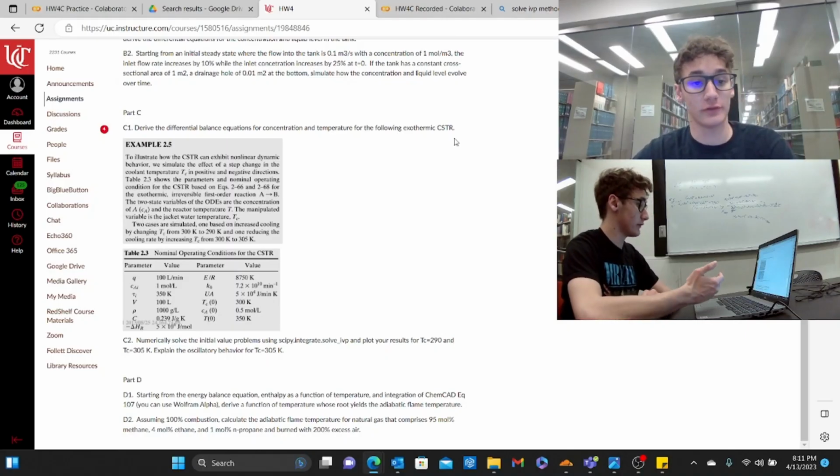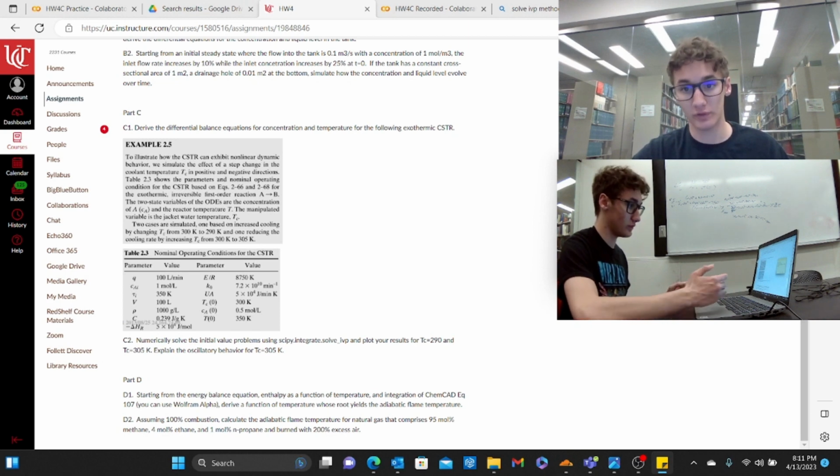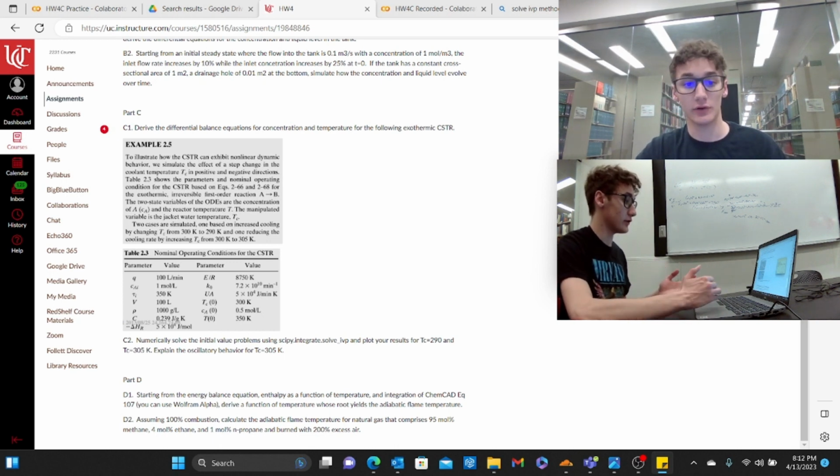Now that we've gone over this problem and we've derived KCA, which we knew, we derived dCA and dT, so our mass balance equation and our energy balance equation, now we can get to code this out.